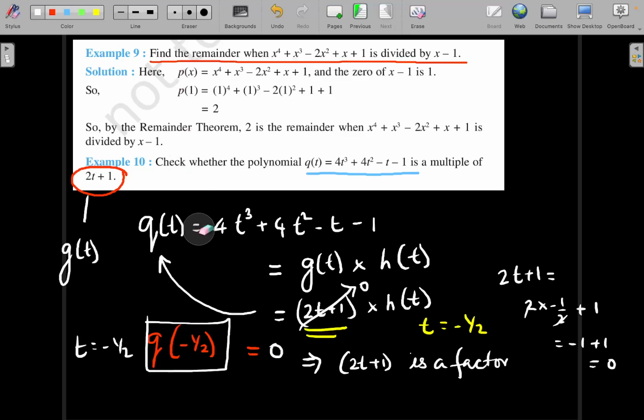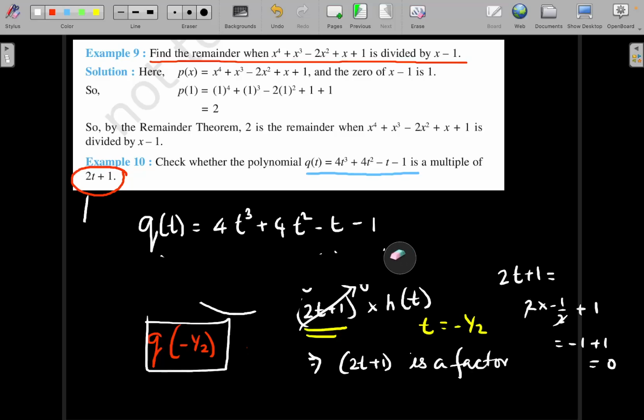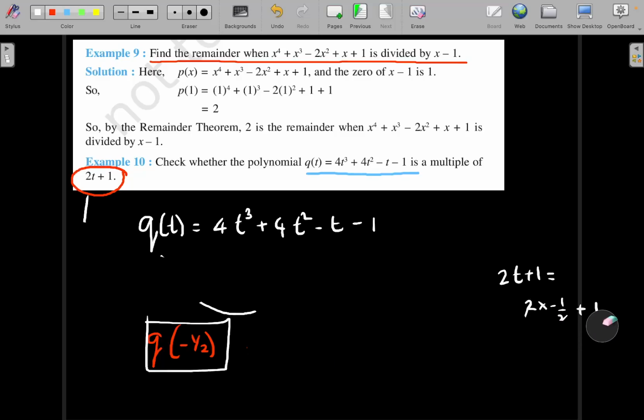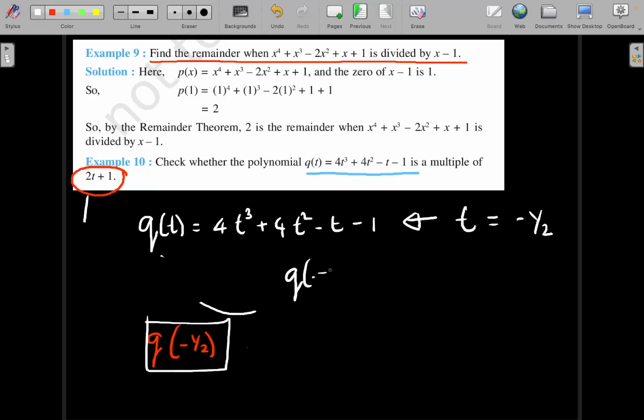So all we need to do now is to evaluate q of minus half in this particular polynomial. That means I just have to put t equal to minus half. So q of minus half is equal to 4 into minus half cube plus 4 into minus half square, and now putting t equal to minus half, minus half minus 1.